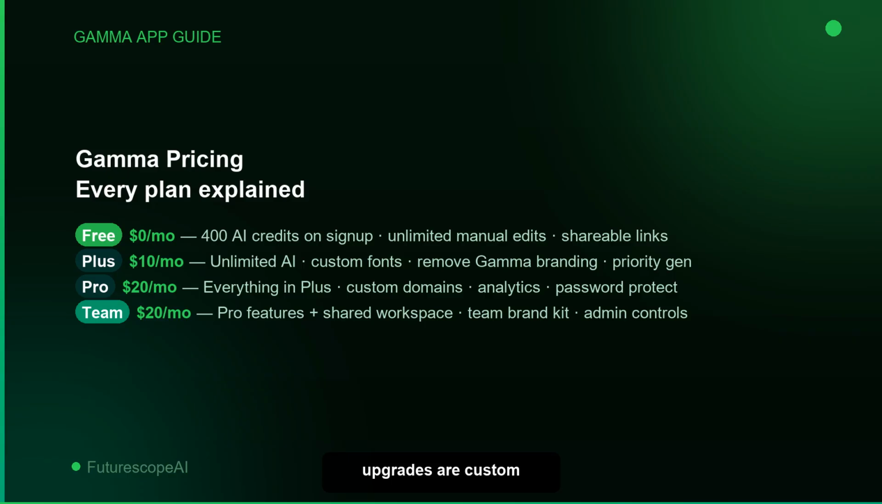Pro is $20 a month. The key upgrades are custom domains, full analytics per card, and password protection for private links. If you share proposals or client work, Pro is worth it for the analytics alone. Team is also $20 per user per month, adds a shared workspace, a shared brand kit, and admin controls. My recommendation: start free to learn the tool. Upgrade to Plus when you hit the AI credit limit, which happens quickly if you are generating multiple decks per week.